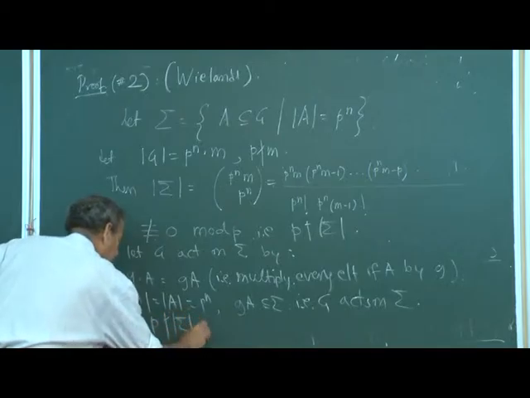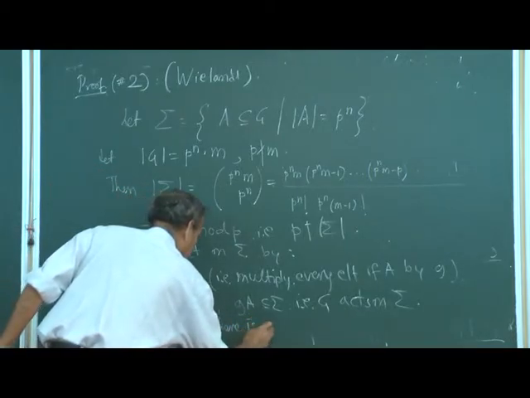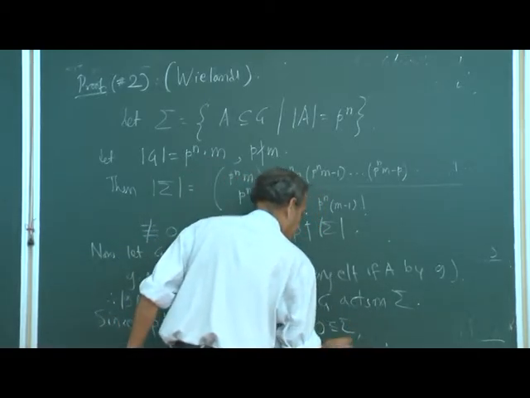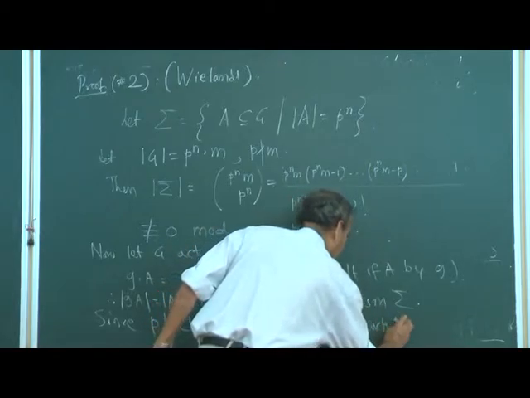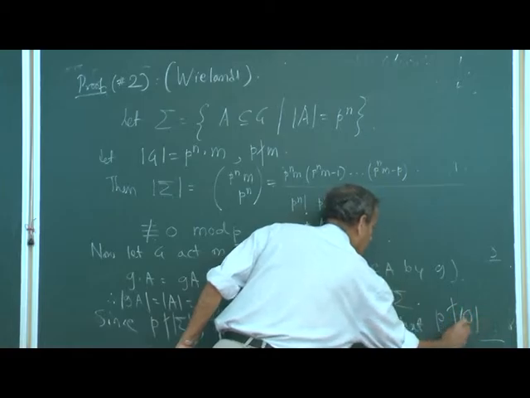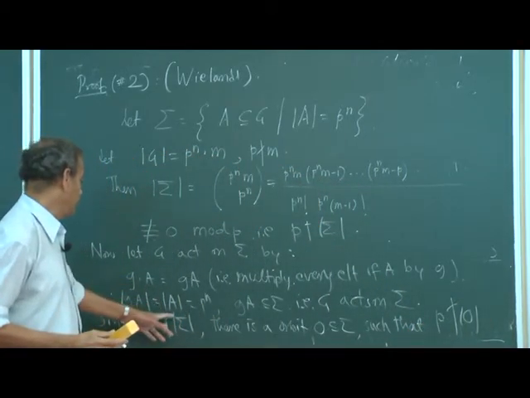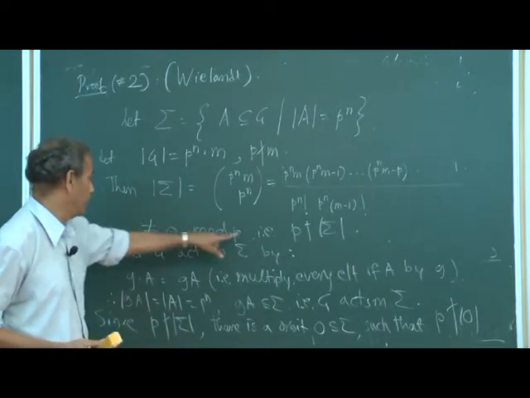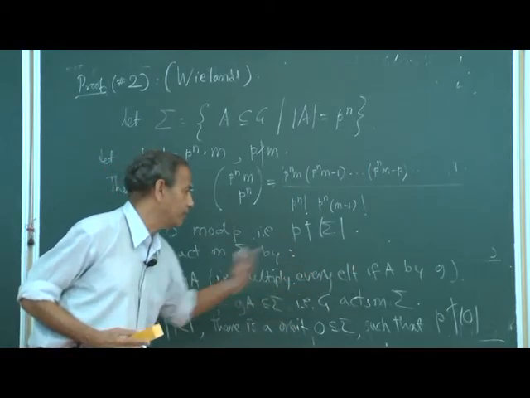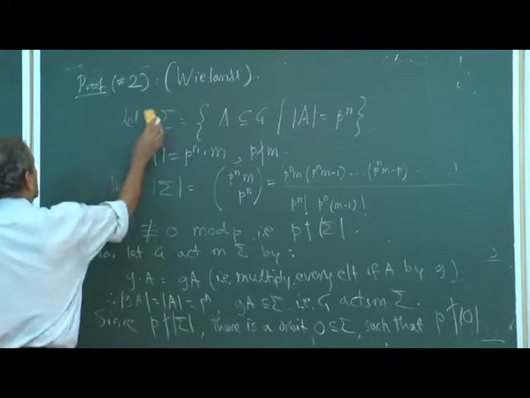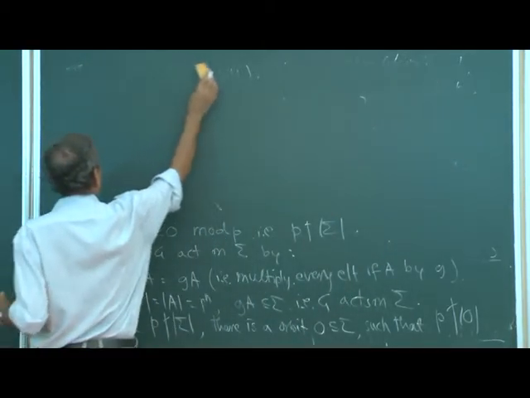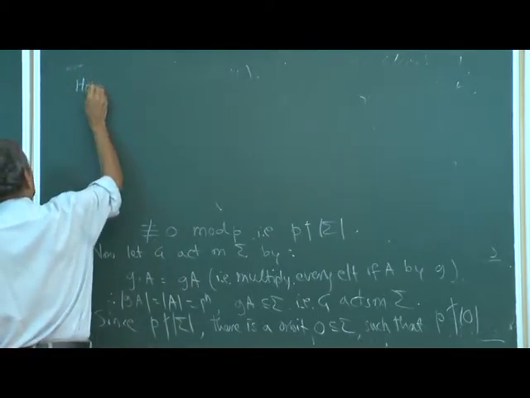Since the number of elements in sigma is not a multiple of P, some orbit length is not divisible by P. Since P does not divide mod sigma, there is an orbit O contained in sigma such that the number of elements in that orbit is not divisible by P. Because if every orbit length is divisible by P, then the number of elements in sigma will be a multiple of P, but it is not. That means you can locate at least one orbit whose length is not a multiple of P. Okay? So choose that orbit.